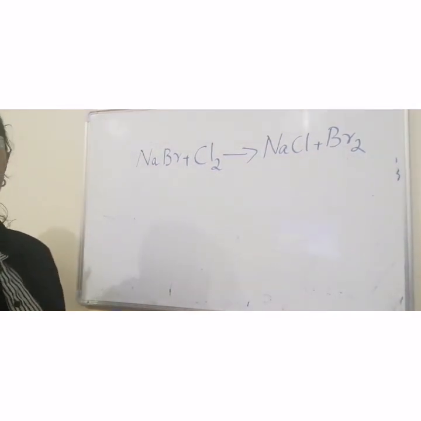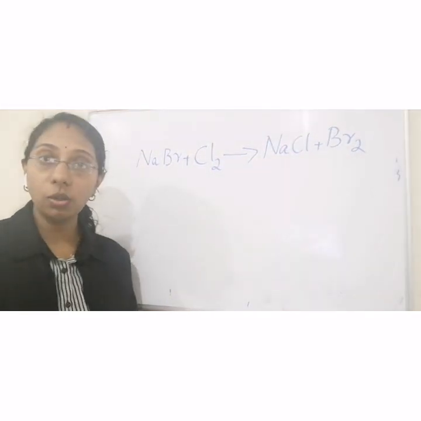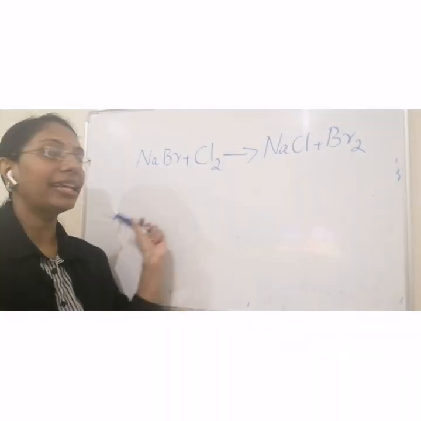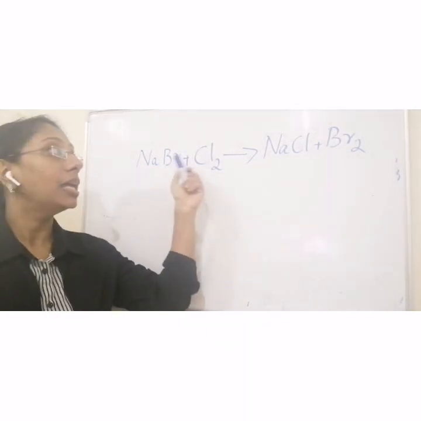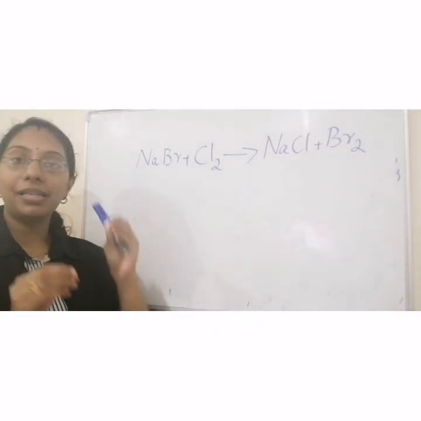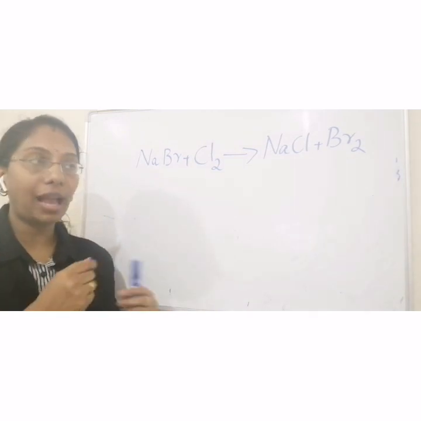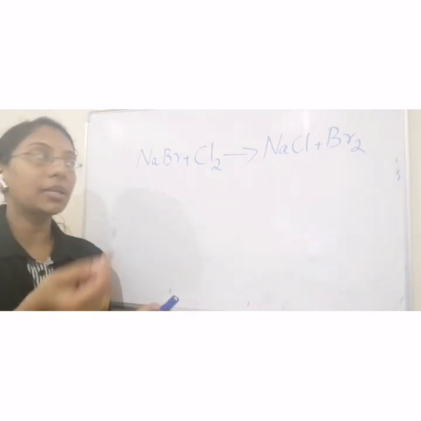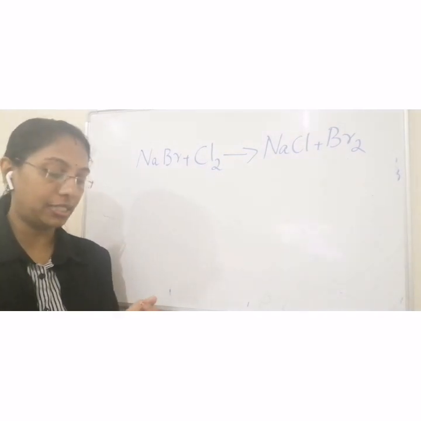Next example. From this example onwards, we are not going to write the columns. We will directly go with the balancing from the equation itself. Better you use a pencil because we have to rub. So better you use a pencil to write the balancing first.